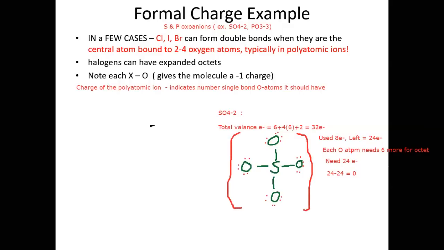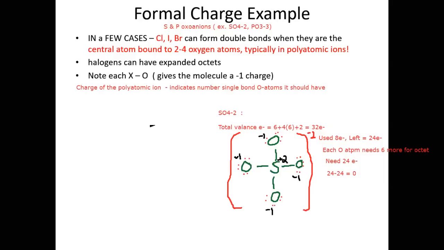Based on the octet rule, this is the Lewis structure of sulfate. But if we calculate the formal charge, each oxygen is -1, so four negative ones, which means sulfur is a +2. This is not very stable. We have a lot of different formal charges. If there was a way we could draw this to minimize the formal charges, that would be preferred.